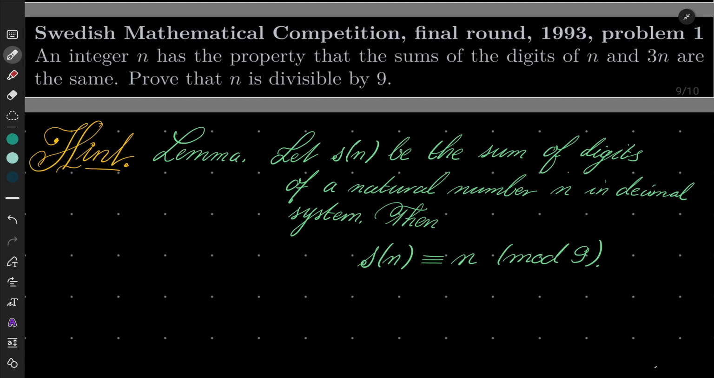So this problem is pretty easy. My hint: use the following lemma and try to prove it. Denoting s(n) to be the sum of digits of a natural number n in the decimal system, the following congruence is true: the sum of digits of n, s(n), is congruent to n modulo 9. So give this problem a try and I will see you in a minute.